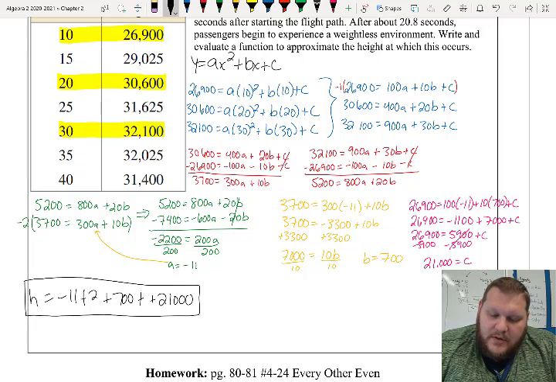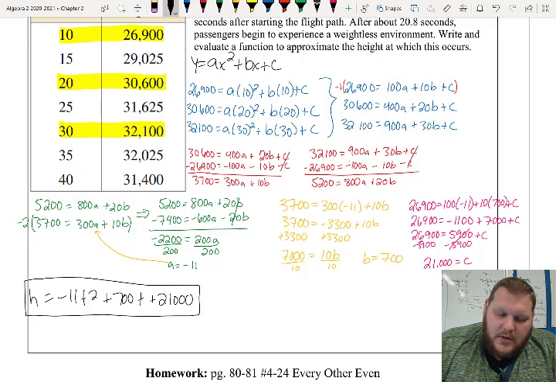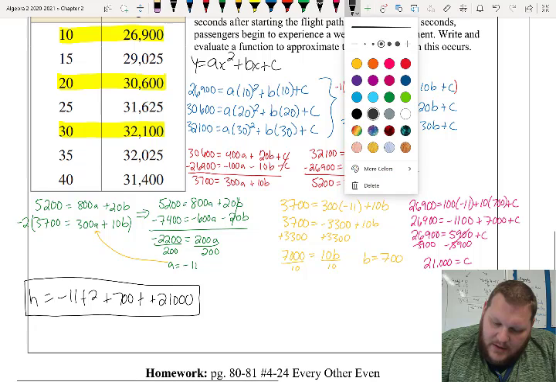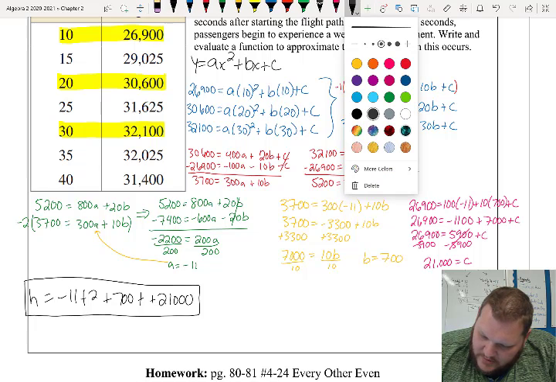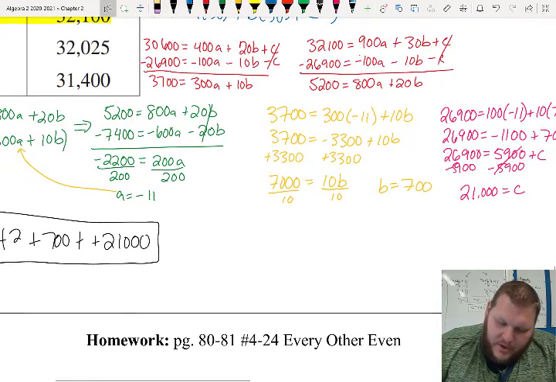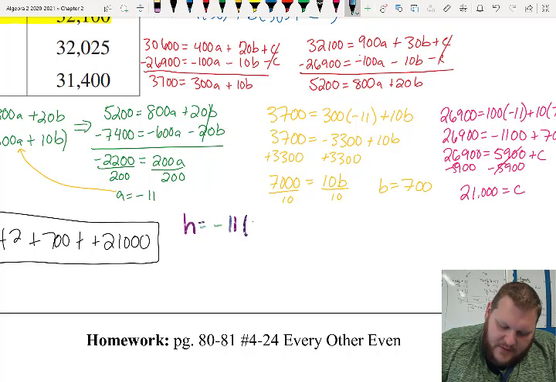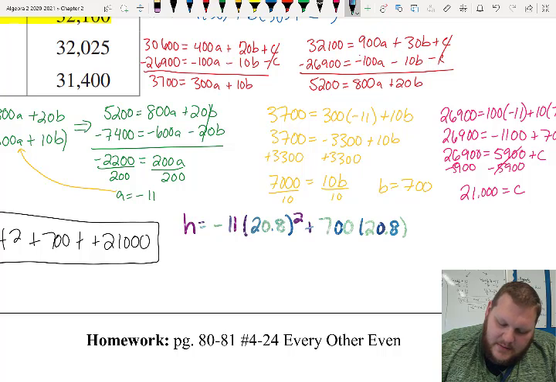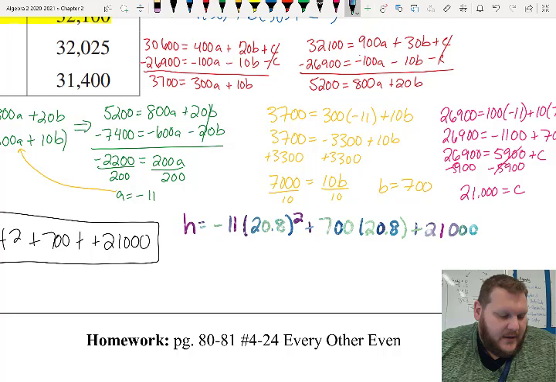Here, what they want us to do is find our height, or our altitude, at 20.8 seconds. So all we have to do for that, I'm going to use a different color. Let's do some galaxy. And there we go. All right. So for that, we're just going to plug in 20.8 into our equation. So h equals negative 11 times 20.8 squared plus 700 times 20.8 plus 21,000. So I'm going to go ahead and grab my calculator real quick.